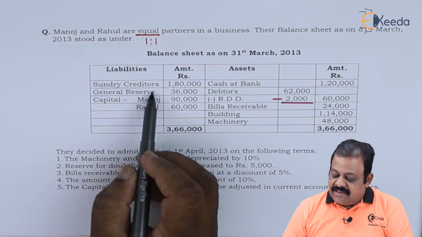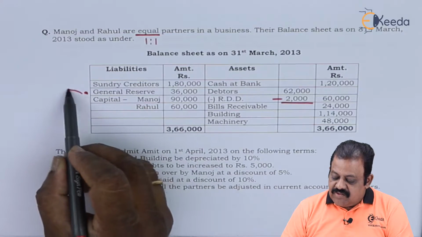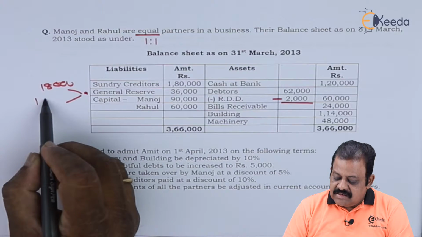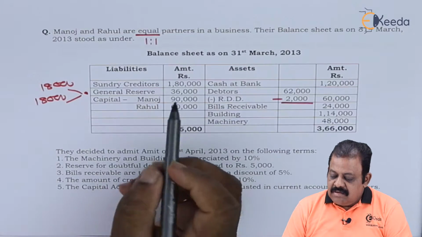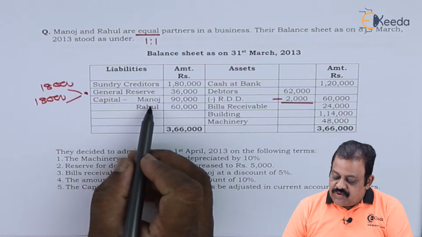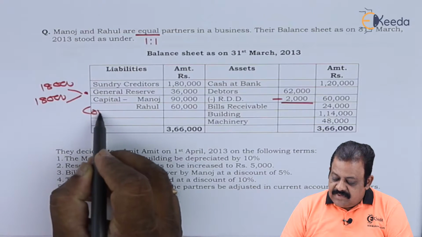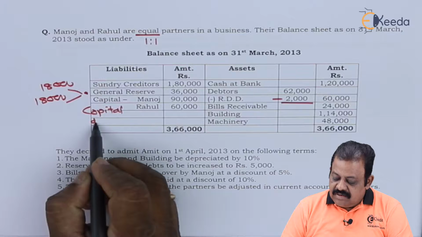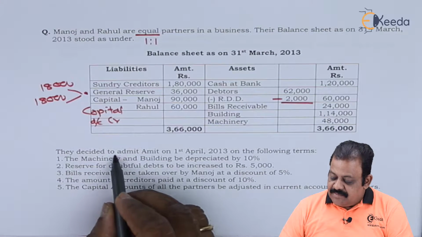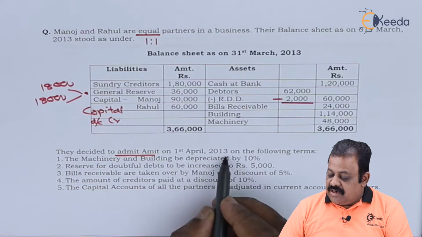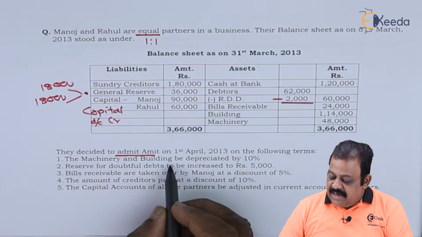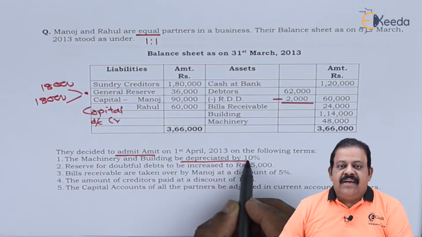Liabilities: sundry creditors, general reserve. This will be split between old partners. Manoj 18,000, Rahul 18,000. Capital of Manoj and Rahul, capital account, credit. They decided to admit Amit on 1st April 2013 on the following terms. The machinery and building to be depreciated by 10%.